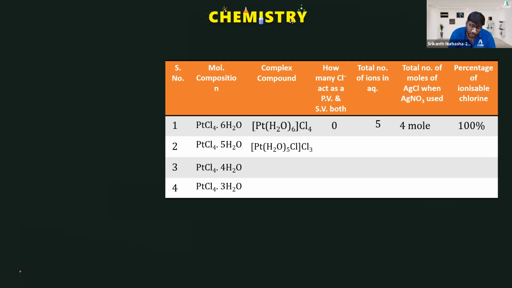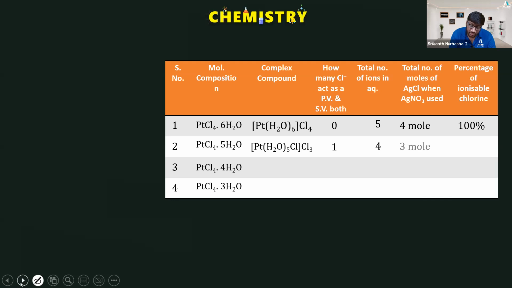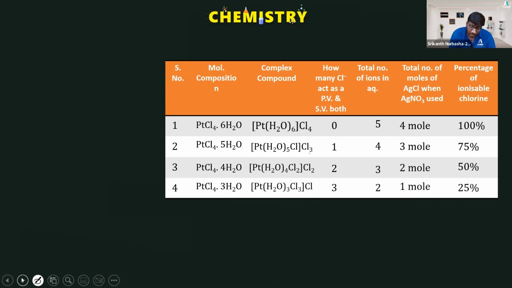So you have how many chlorines acting as both primary valency and secondary valency? 1. Total number of ions? 4. Very good. Total number of moles of AgCl obtained? 3, because 3 chlorines are ionizable. Percentage of ionizable chlorine? 75%. Very good.